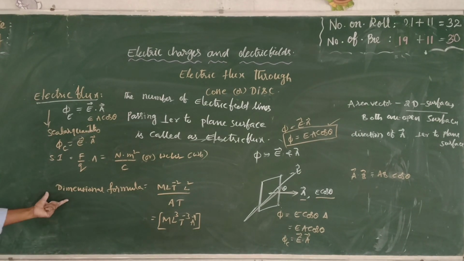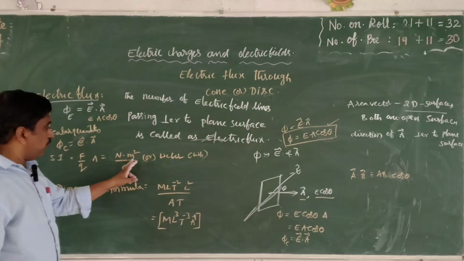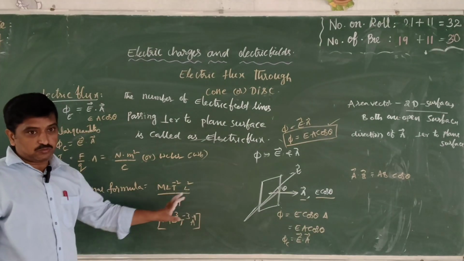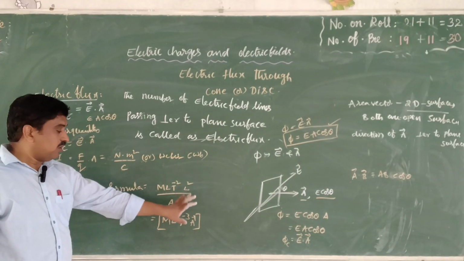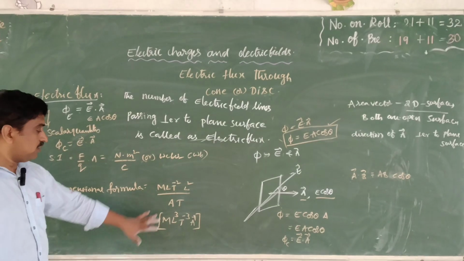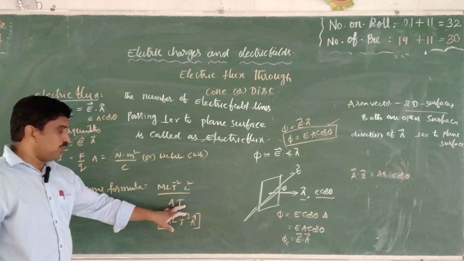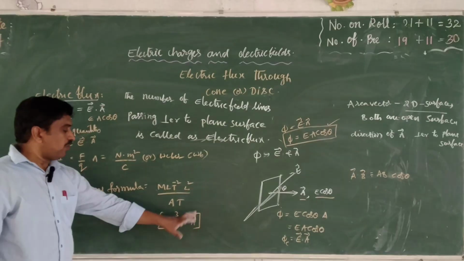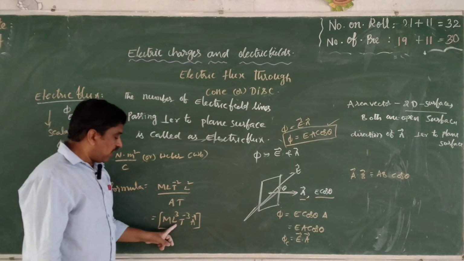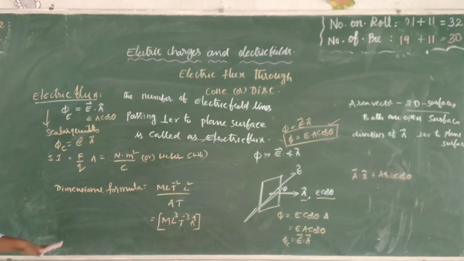See the dimensional formula for electric flux: Newton is M L T power minus 2, meter square is length, so L square. Coulomb means charge, and charge means ampere into time, current into time. Current is ampere, time is T. We can also use I sometimes, so A or I can be used for current. So M L power 3 T power minus 2, and the T power minus 1 changes to the numerator, making T power minus 3, and A power minus 1. The dimensional formula for electric flux is M L power 3 T power minus 3 A power minus 1.